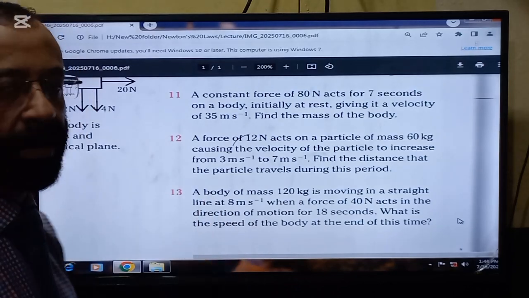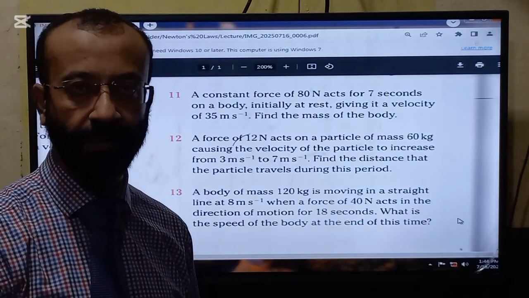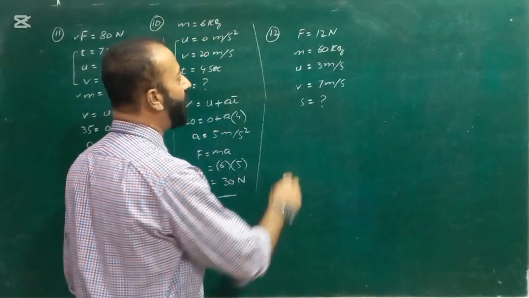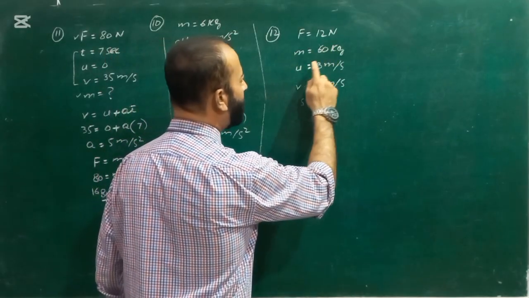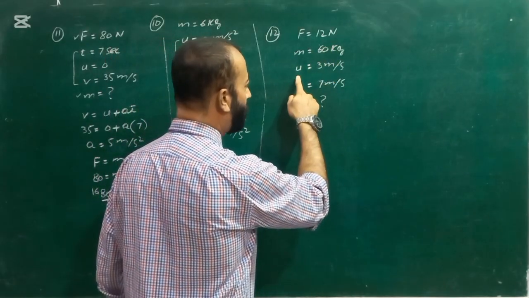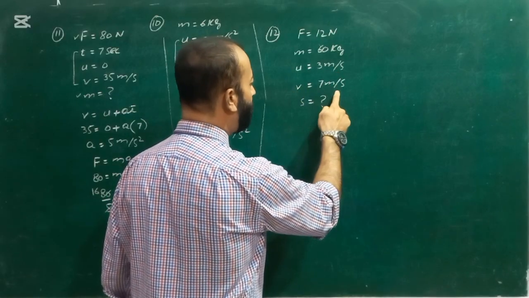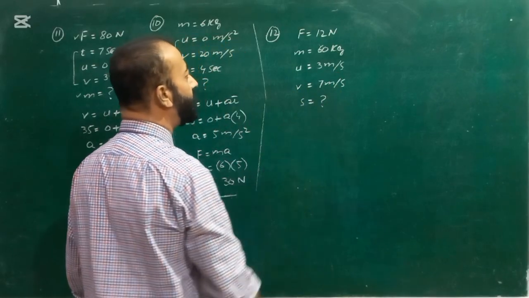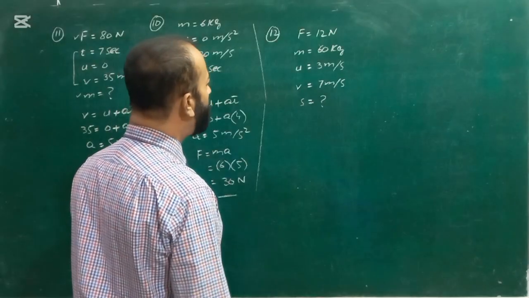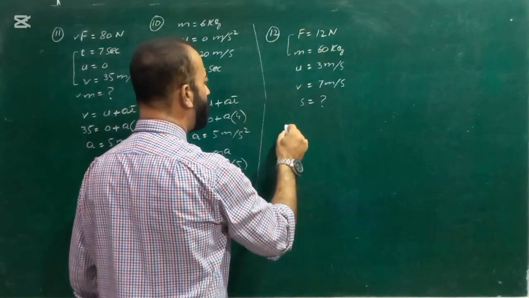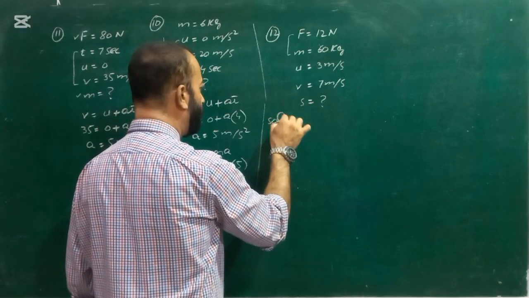Now come to the board. We will solve it on the board now. So here is the data of question number 12. F is 12 Newton, M is 60 kg, initial velocity U is 3 meter per second, final velocity V is 7 meter per second, and S is the requirement. So first we will find A by using these two values. So look, now here is the solution.